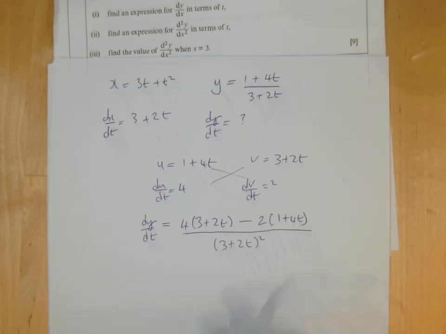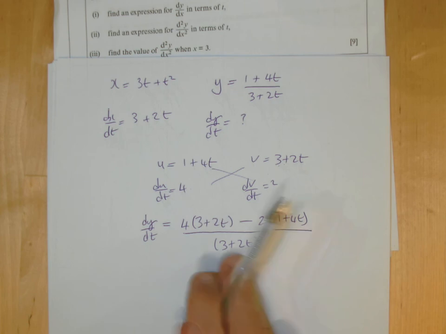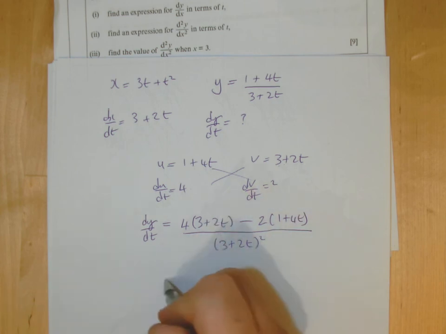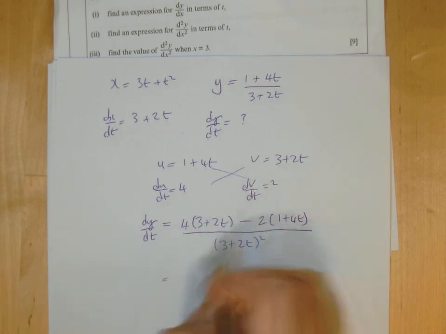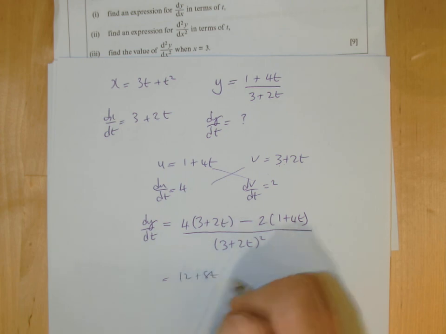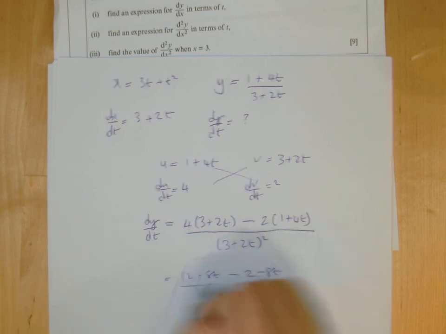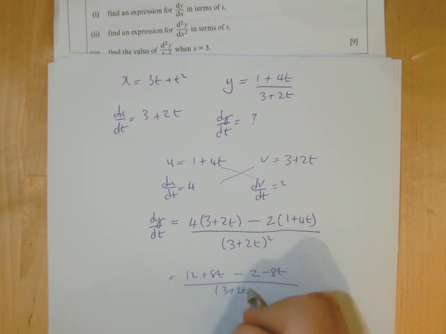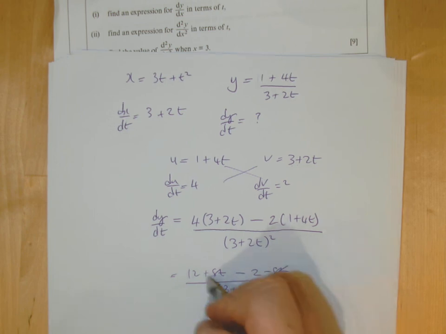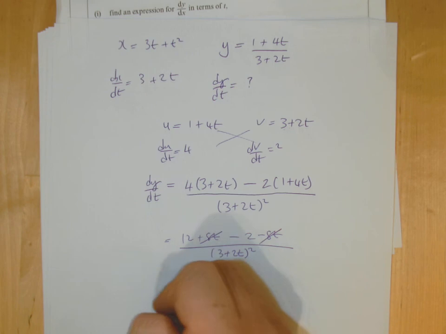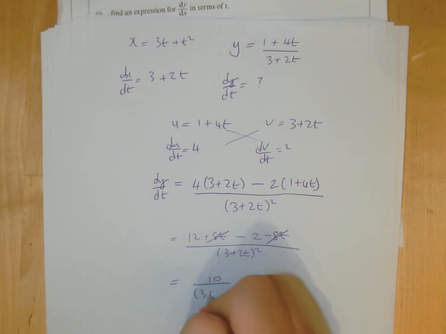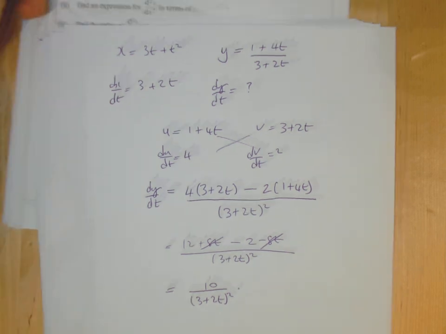When we've gone over quotient rules in previous questions, always keep the bottom like this, because this is as simple as you can get. The top though, you can expand it out, sort it out, because this can be written a lot simpler. So we get 12 plus 8t minus 2 minus 8t. You can see then, it's quite nice because they will cancel. So you end up having 10 over (3 plus 2t) all squared. Okay, so there's your dy/dt there. So quite a bit of work that time, but that's the way it was because it was a quotient.